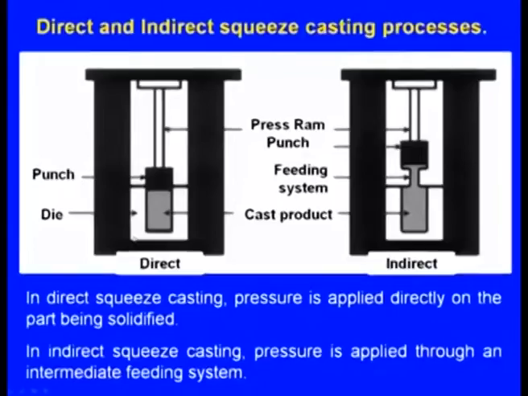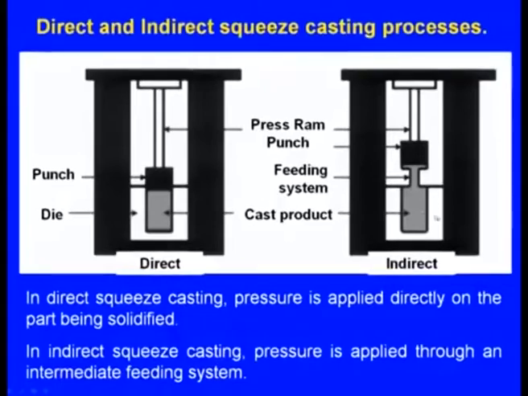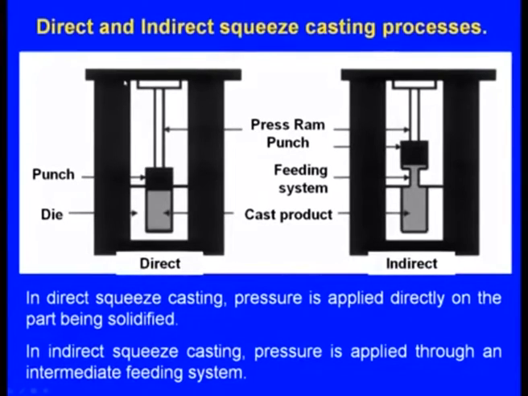Now, this is the die, and the molten metal is poured here, and the punch is coming down and applying pressure on the molten metal. Here we can see the molten metal. So this is the feeding system. This feeding system is not there in the case of direct squeeze casting. So between the punch and the molten metal there is a feeding system.